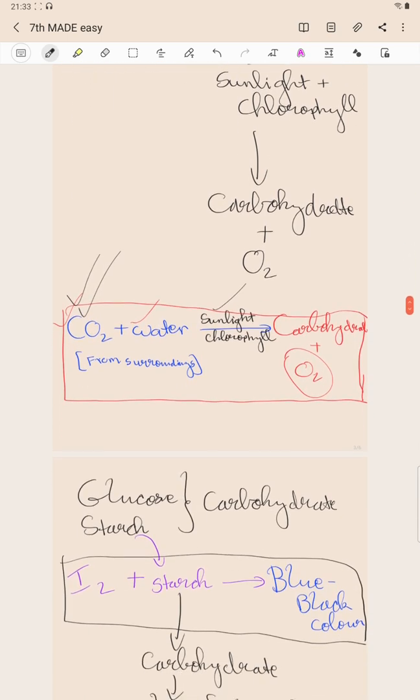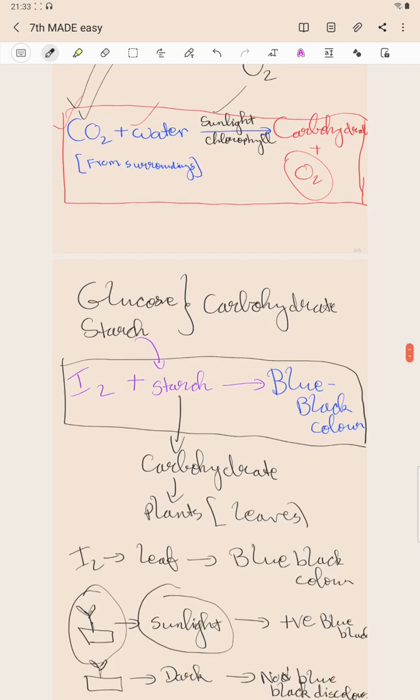Now we discussed photosynthesis. Examples of carbohydrates are glucose and starch.